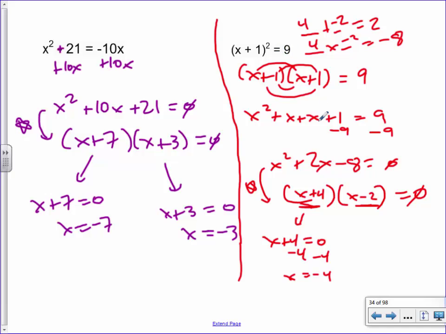That works. But what about this? Here, if x minus 2 is equal to 0, if I add 2 to both sides, then 2 is also going to work. 2 plus 1, 3. 3 squared? Yeah, that works. So it's a very groundbreaking change.